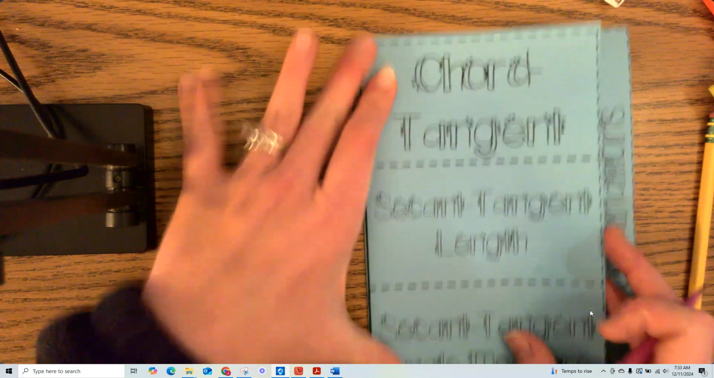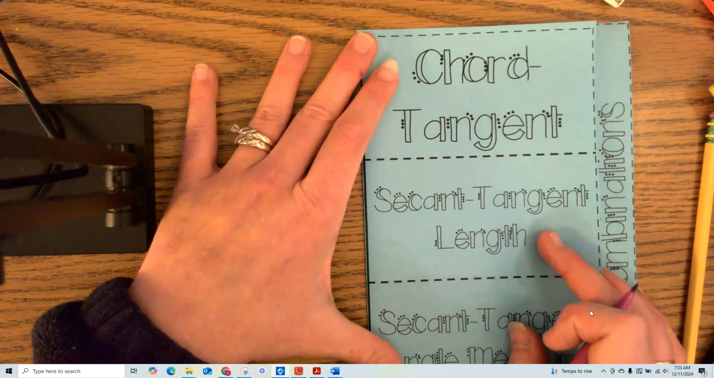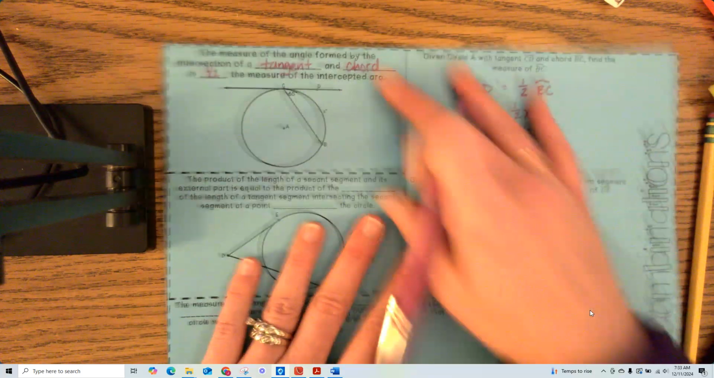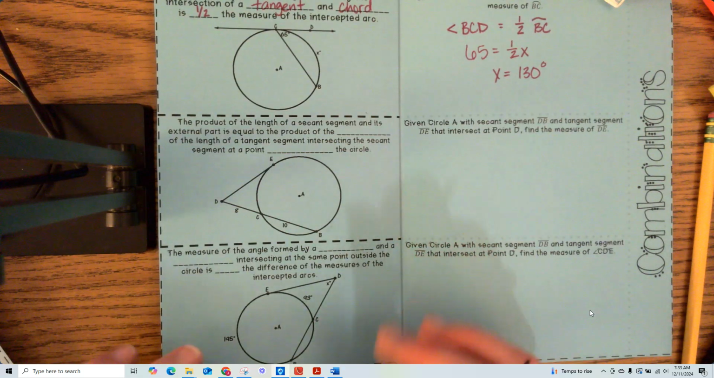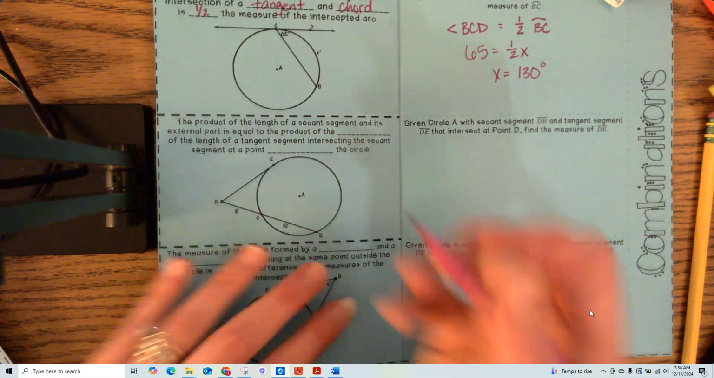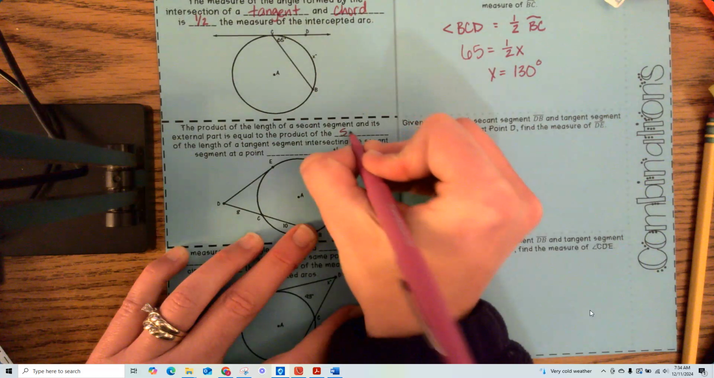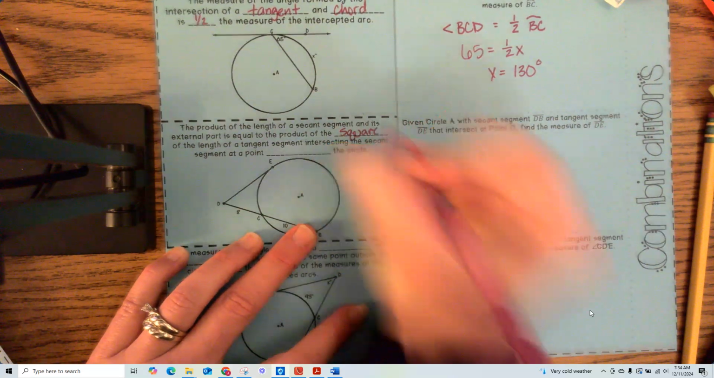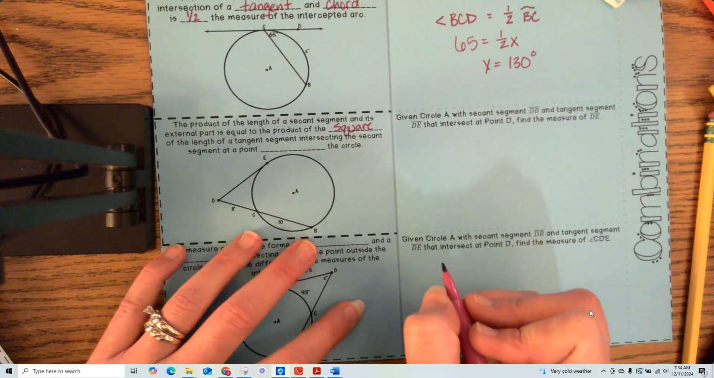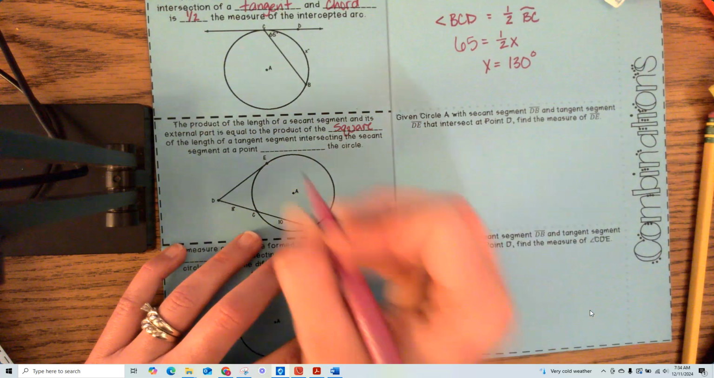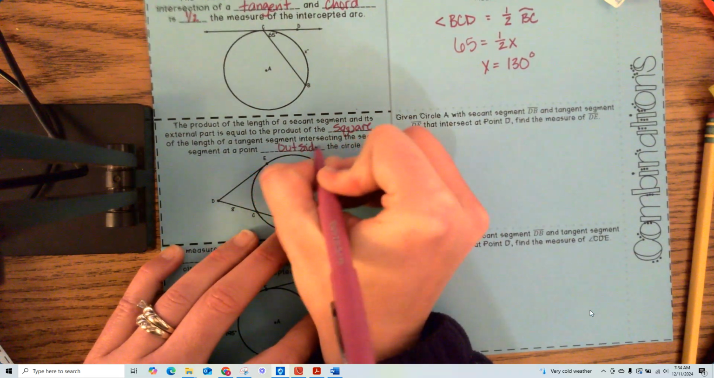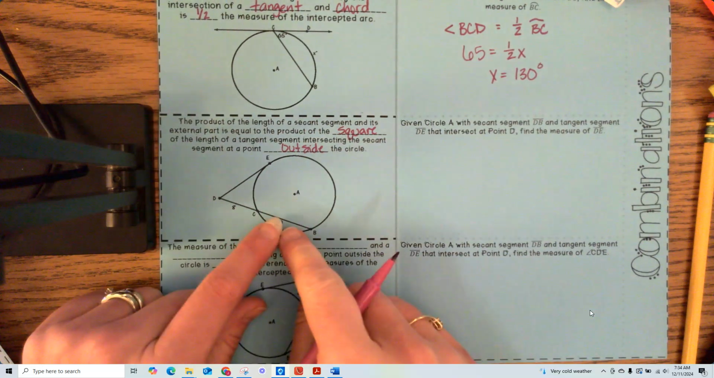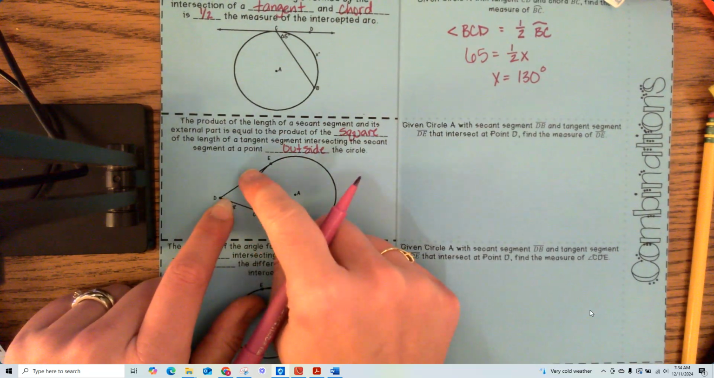Okay, so now we're going to look at secant and tangent combinations, and we're going to look at length on this one. So the product of the length of a secant segment and its external part is equal to the square of the length of a tangent segment intersecting the secant segment at a point outside the circle. So this is the secant, this is the tangent.